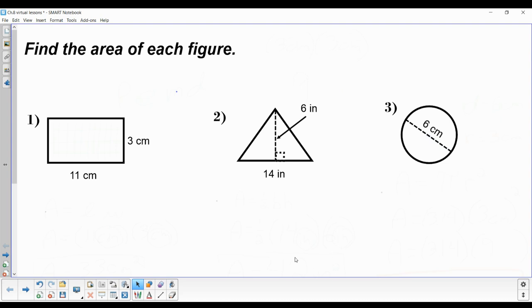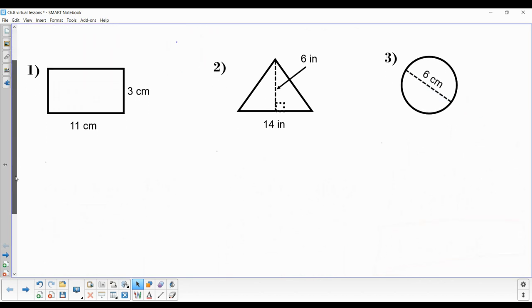Okay, so today we are going to review how to find the area of two-dimensional figures. We're going to do that by writing out our algebra work so that we are prepared and get ready to do the problems that we'll have to do later in geometry. We're going to start with a rectangle.